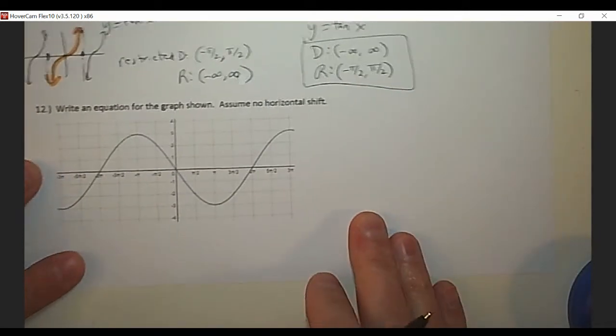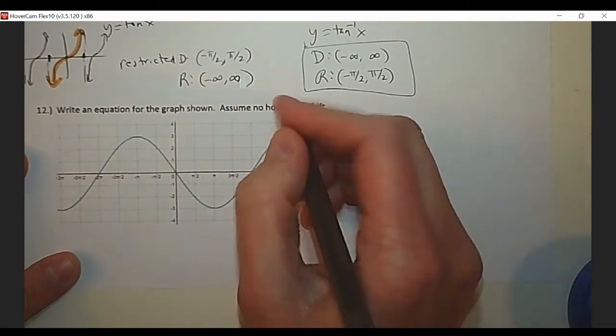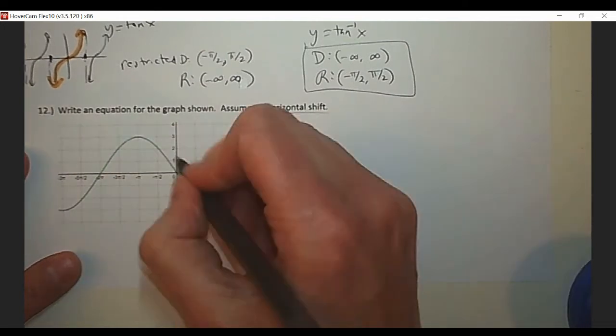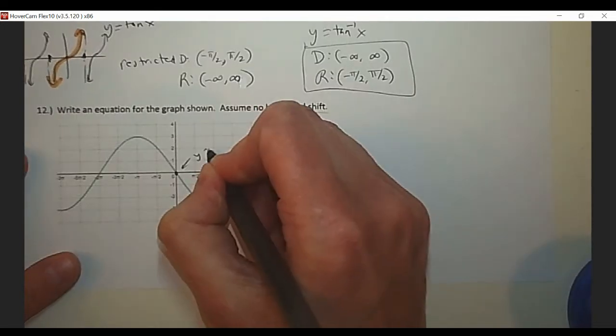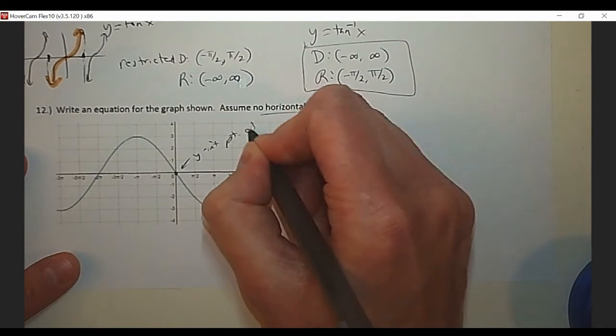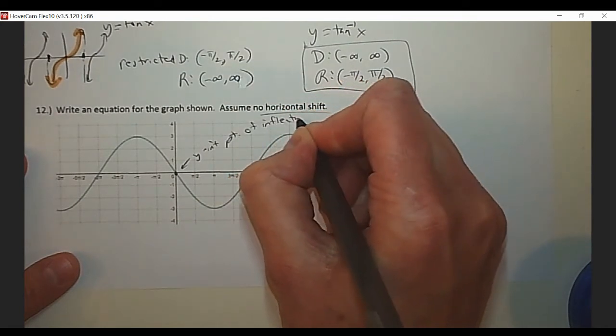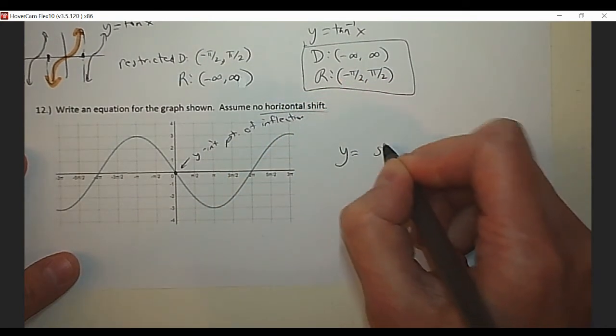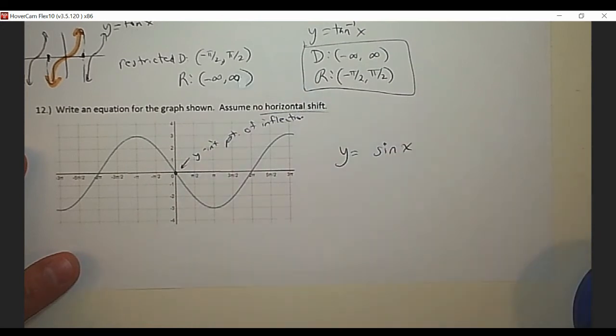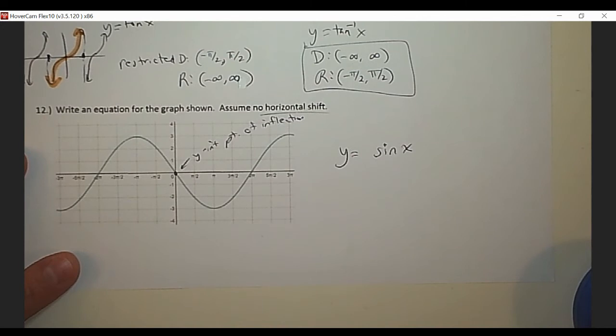Okay, next one. We want to write an equation for this. We're going to assume no horizontal shift. So the way I like to do this is start at the y-intercept. Since the y-intercept is a point of inflection, that means I'm dealing with a sine graph of some sort. If the y-intercept is a max or a min, then you're dealing with a cosine graph, as long as there's no horizontal shift. The next thing I like to do is find the midline.